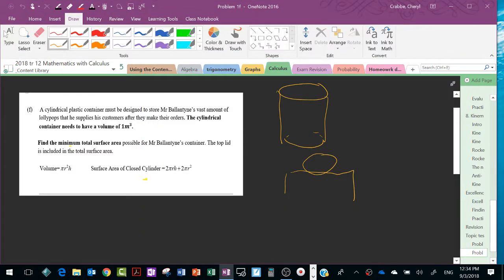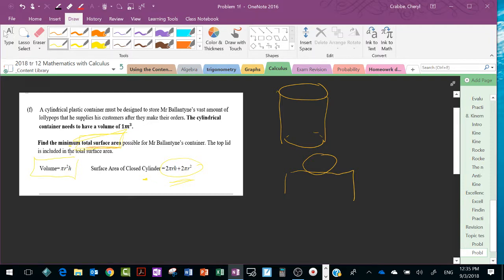Okay, we're going to start looking at another optimization problem with a little bit of additional issues around it. And so the question is, find the minimum total surface area. So we know that minimum total surface area is basically what we're going to be using as a formula. And luckily enough, they give us the formula here for the surface area of a cylinder, but they also give us the volume. And there's a reason for that.